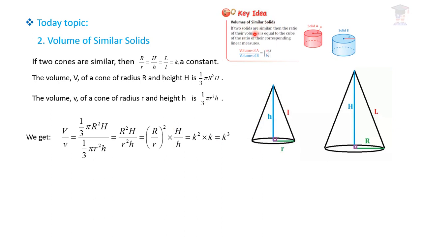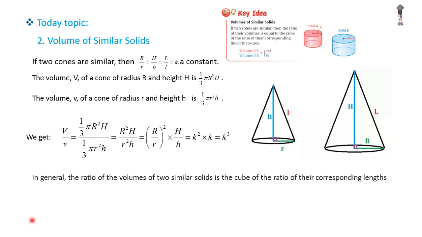Volume of similar solids we can identify by using the ratio here. So when solid A and solid B are similar, we compare volume of solid A to volume of solid B, which is equal to the cube of the ratio of the corresponding sides. It means that now we use the radius of solid A compared to the radius of solid B. It is also true for another corresponding side. So in general, the ratio of volumes of two similar solids is the cube of the ratio of their corresponding lengths. Such as this formula.